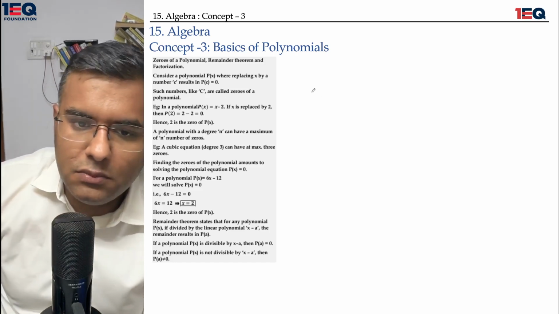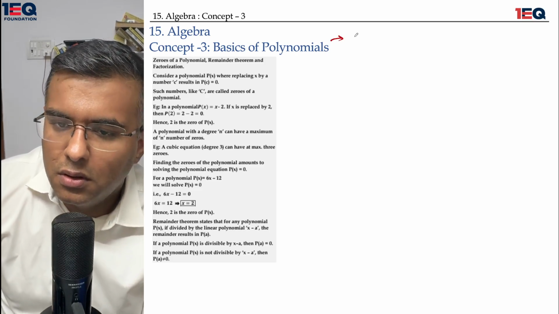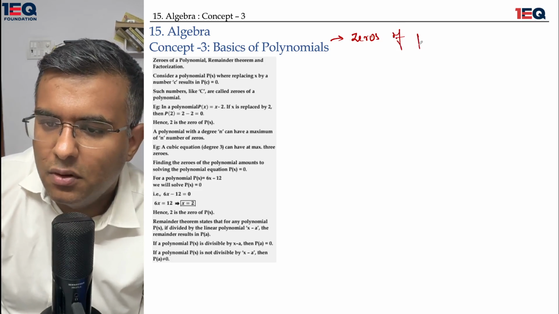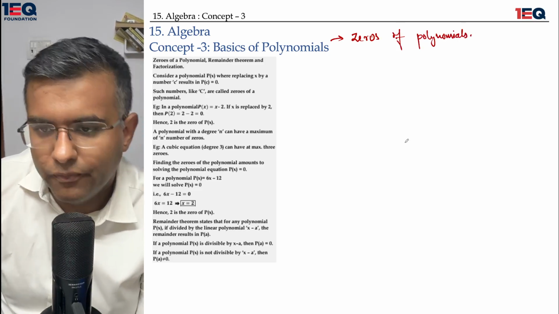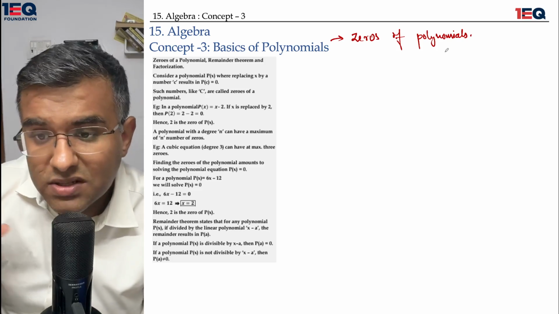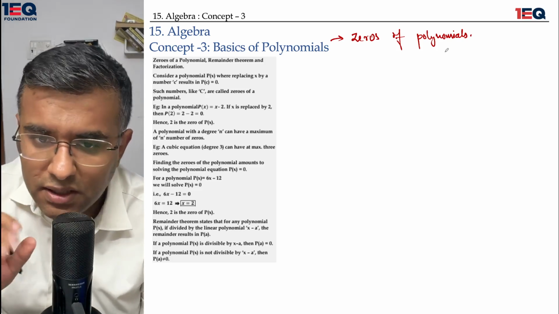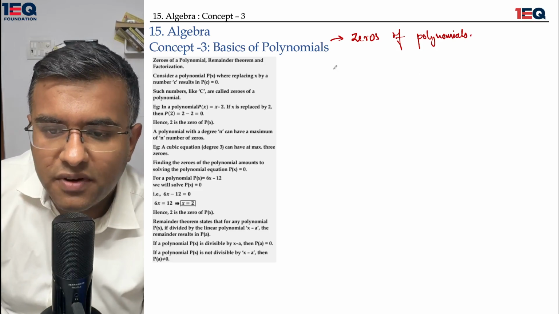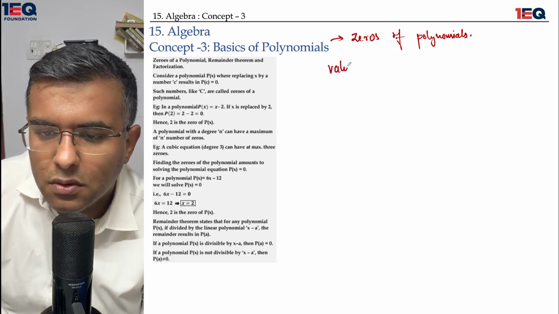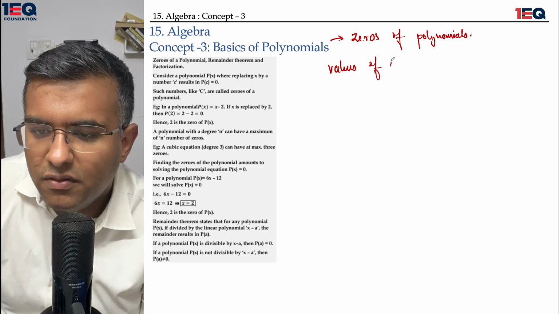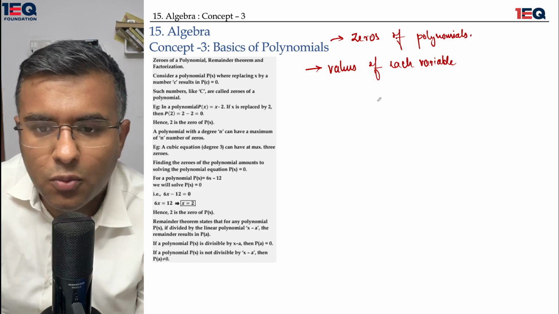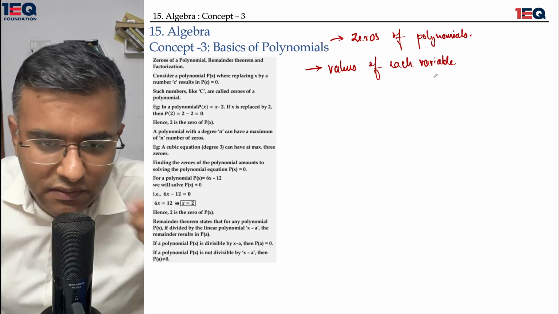Now, there is something called zeros of polynomials. So, what is the main motive for us to study algebra? The main motive is to find out the values of each variable. Okay, our main motive is to find out the values of each variable.